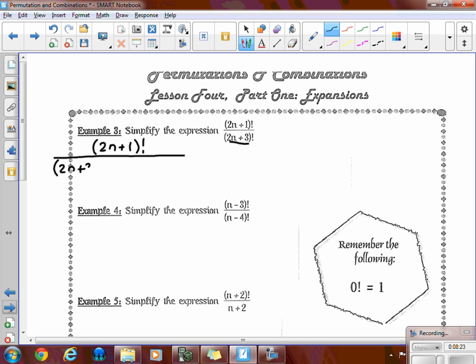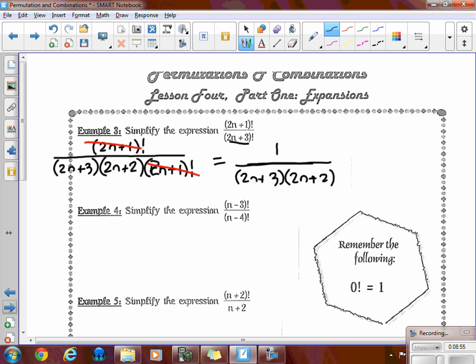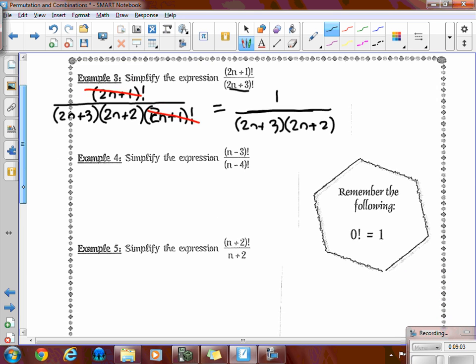So it's 2n plus 3. We keep counting down. The next one, 2n plus 2. And after that, 2n plus 1. That's the factorials. They're the same top and bottom, so they divide out. Remember, when they divide out, it actually leaves us with a 1 on top, and the bottom, 2n plus 3 times 2n plus 2. This is the simplified expression. No more factorials. We cancel some stuff out. Again, you could FOIL that denominator, but in this case, it doesn't make any difference.